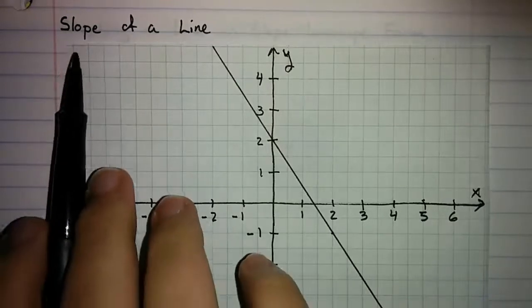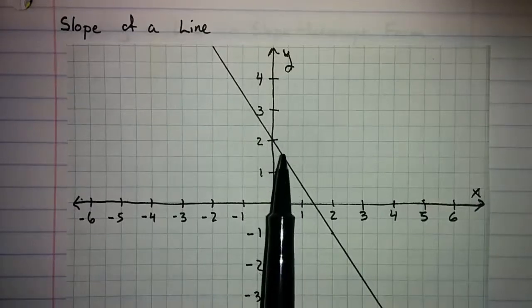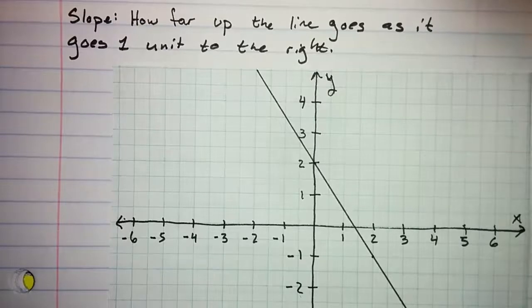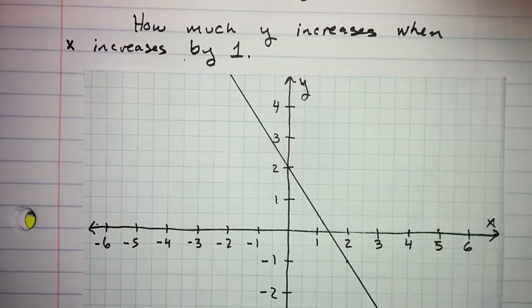The slope of the line is a number that describes how far up or down the line goes as it goes 1 unit to the right. How do we understand that in terms of these linear models we've been seeing? In terms of these linear models, the slope represents how much y increases when x increases by 1. All right, so let's look at this line and see what happens when x increases by 1.